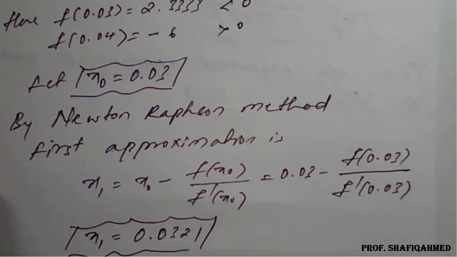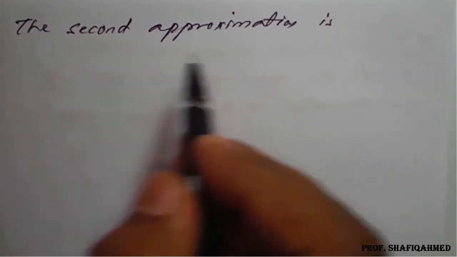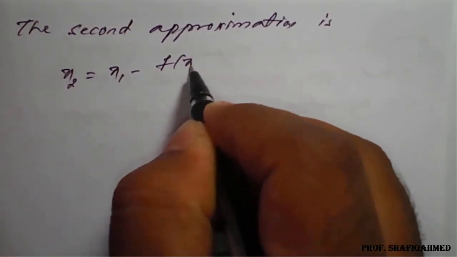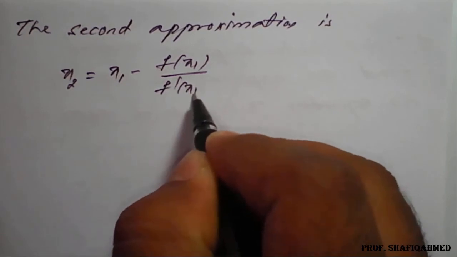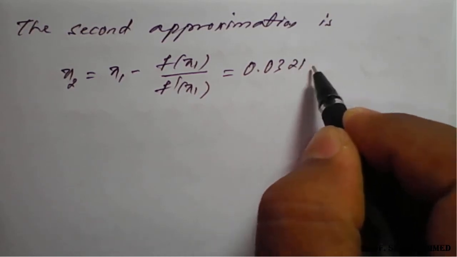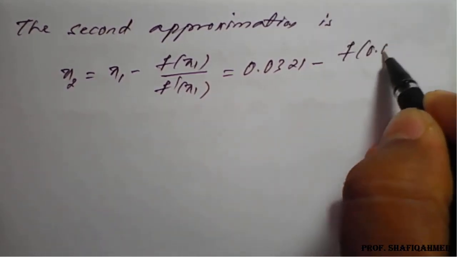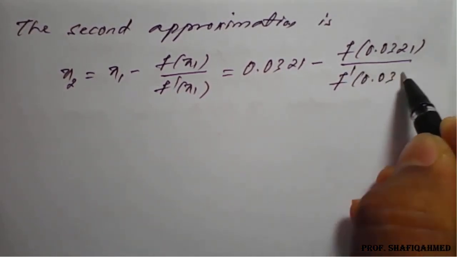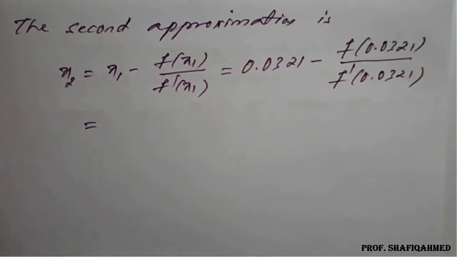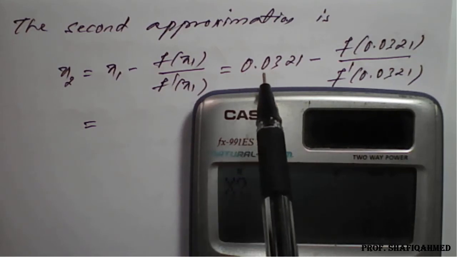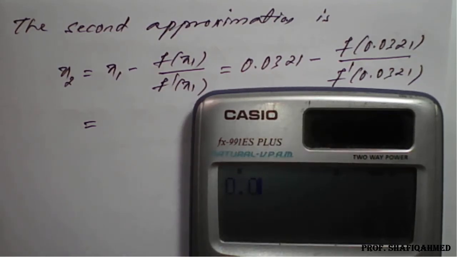So next we have to prepare for the second approximation. The second approximation, that is x2 is equal to x1 minus f of x1 divided by f dash of x1. So x1 value we got previously as 0.0321, so 0.0321 minus f of 0.0321 divided by f dash of 0.0321. We'll use the calculator to calculate. So x value we will put here, 0.0321, and you can check the answer here.